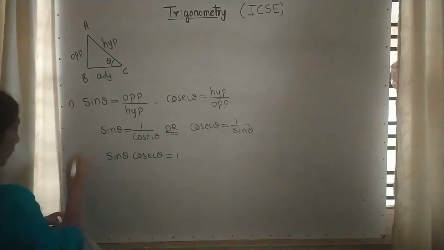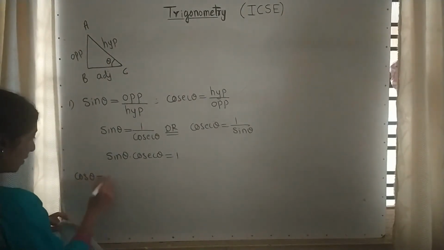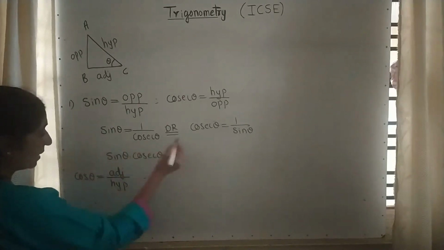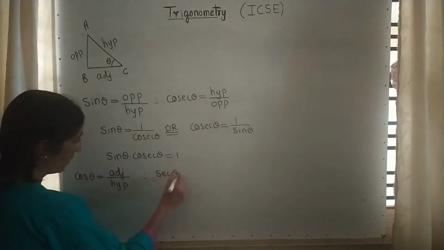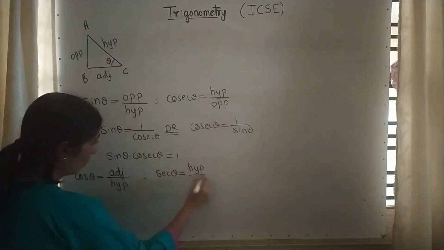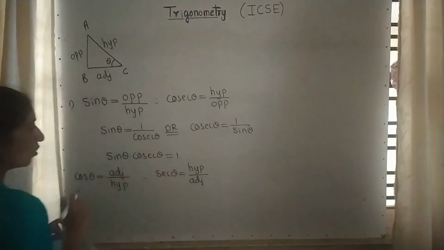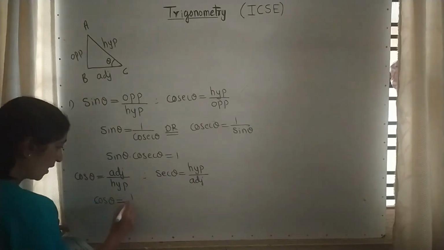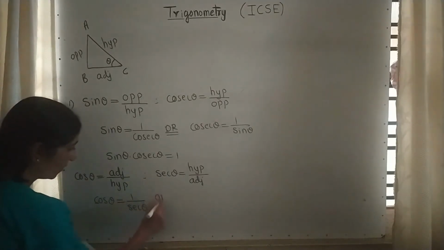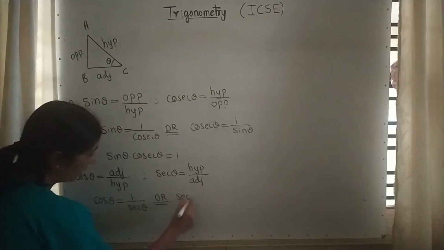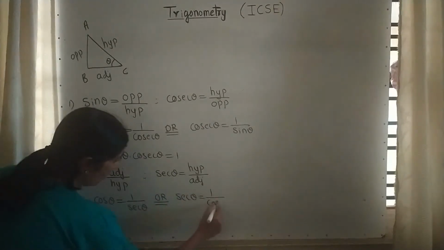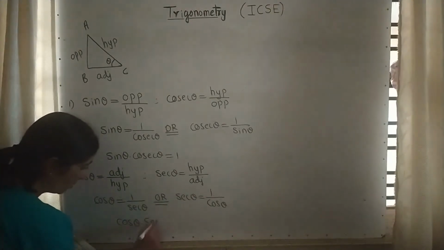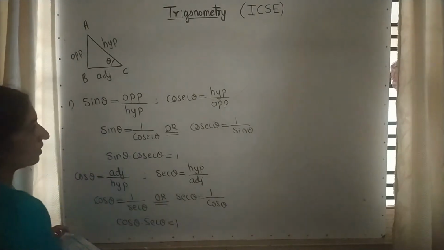And second, we are defining cos theta. Cos is what? Adjacent upon hypotenuse. Exactly in front of that I am writing sec. Sec is hypotenuse upon adjacent. Again when you observe this, we find one more relation. You can write cos theta is 1 by sec theta, or sec theta is 1 by cos theta, and when you cross multiply you will get one more relation: cos theta into sec theta is 1.